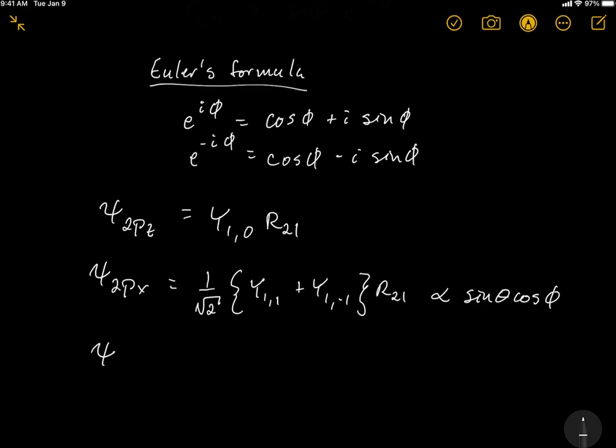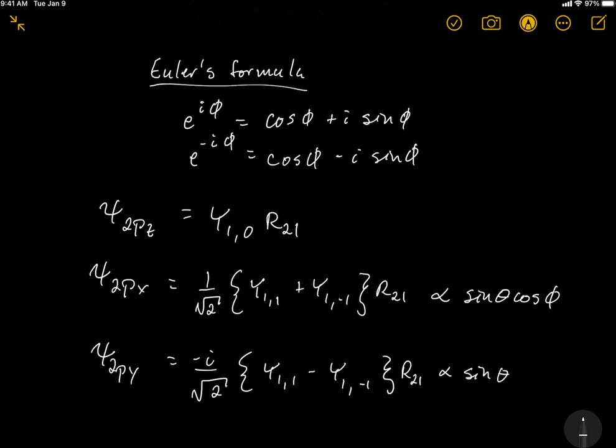Okay, so then our psi 2py, in order to get something similar to this but not complex, we need to multiply by minus i over square root of 2, Y11 minus Y1 minus 1. And then again, we would also have the radial component, R21. And because we have a difference in sign here, the cosine terms in Euler's formula would cancel, and we are left with the sine terms, which would not cancel. And so we get something that's proportional to sine theta sine phi. And so this corresponds to the y-axis.